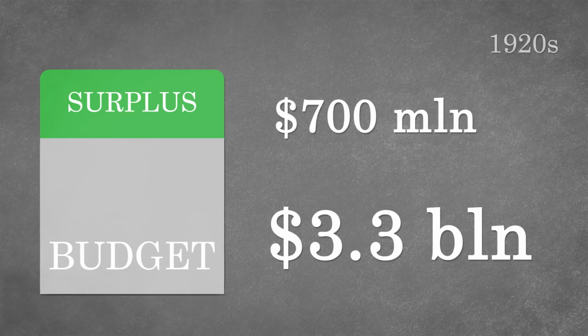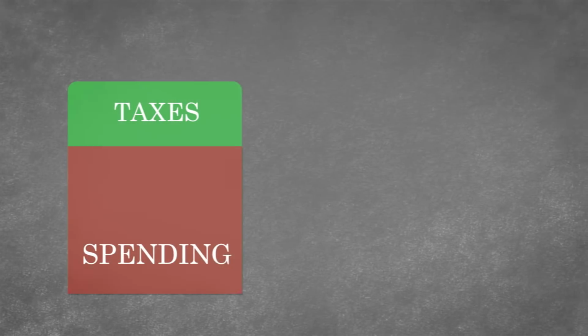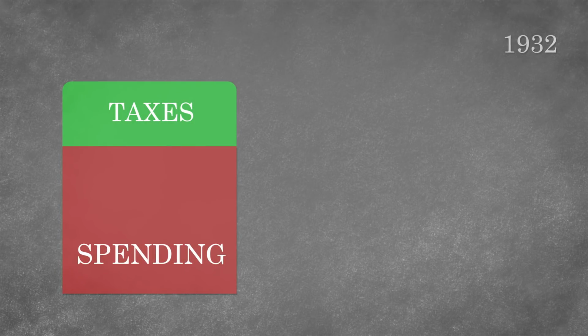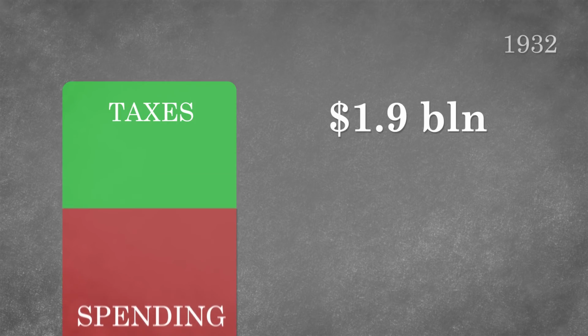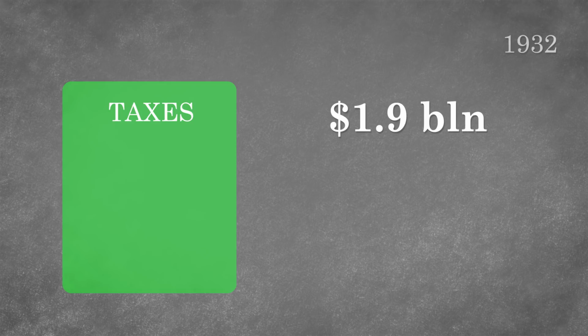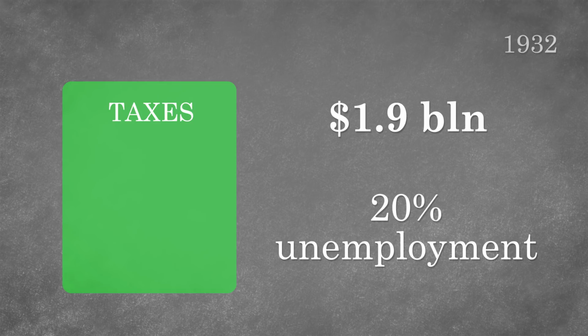But during Hoover's term, this had changed drastically. In the fiscal year of 1932, $1.9 billion were collected from taxes, while the spending climbed to $4.7 billion. The deficit expenses were indeed huge. Finally, after complete failure of using deficit spending to cure the Depression, in 1932, Hoover gave it up. By then, however, the unemployment already exceeded 20%.